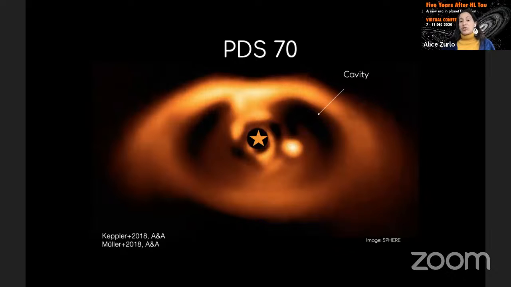We were trying to detect the responsible for these features on the disk, like cavities, rings, and spirals, the protoplanet. And we were expecting the planet itself carving exactly as in the simulation that we just saw. And in this case, we finally detected the responsible for the big cavity in this disk.